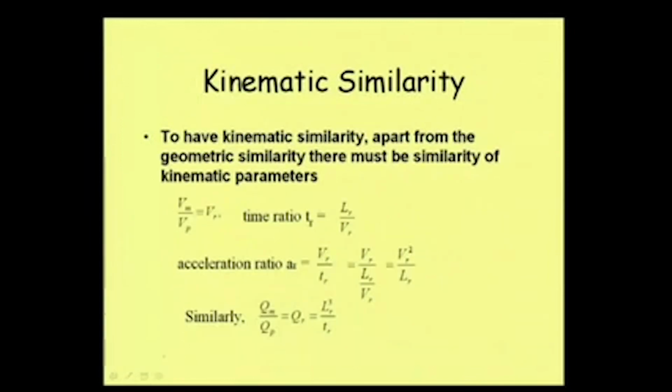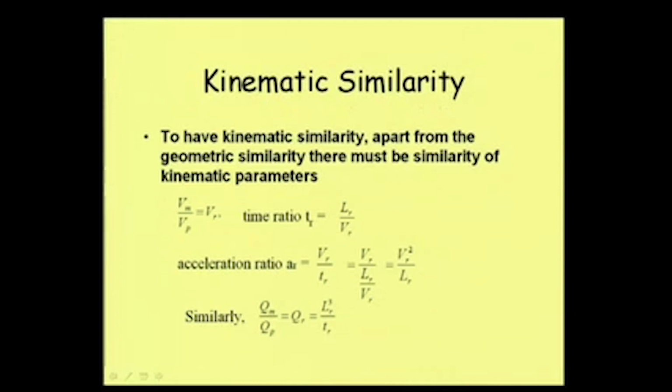Okay. Then we talk about kinematic similarity. What is kinematic similarity? To have kinematic similarity, apart from the geometric similarity, there must be similarity of kinematic parameters. That means geometric similarity must be satisfied first; that is a prerequisite. Just satisfying the similarity of acceleration and velocity, which are kinematic parameters, we cannot achieve kinematic similarity if the geometric similarity is not satisfied. Once geometric similarity is achieved, after that we have to have similarity of kinematic parameters like velocity, acceleration, all those.